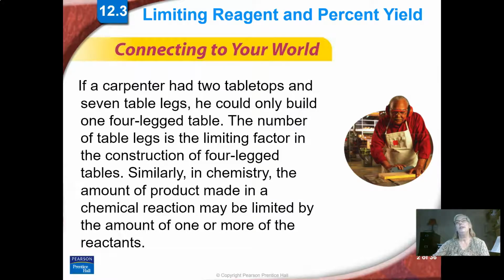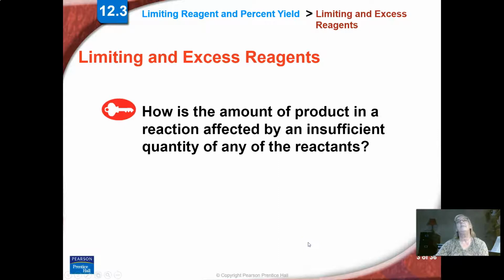So that's called the limiting reagent. It's the thing you have in the least amount. The thing that's in excess in this example is the tabletops. You have 2 of them. You have more than you can use with the legs that you have. So that's called the excess reagent. So we're going to use that for this section, limiting in excess.